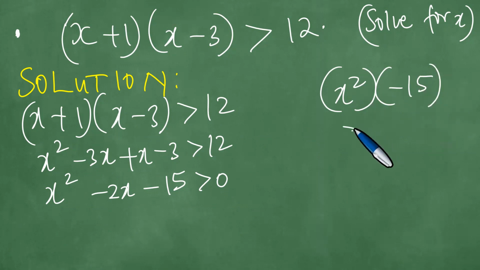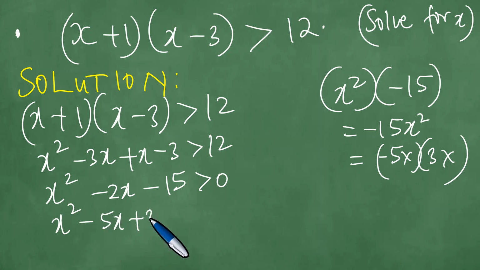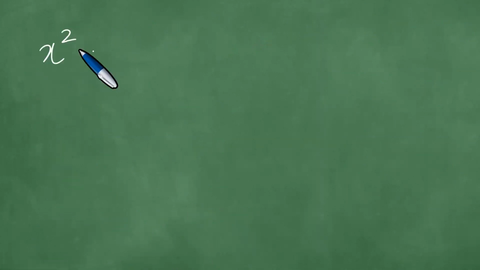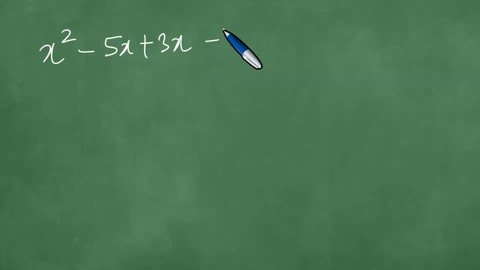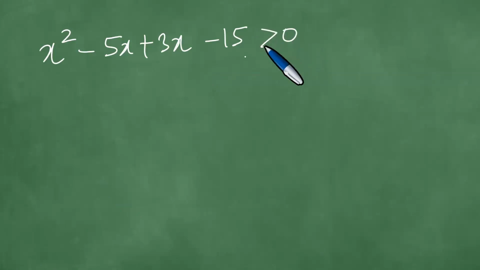Now x squared minus 2x minus 15. So you look for the factors of 15 that will give minus 2, and those are minus 5x and 3x. So here you have x squared minus 5x plus 3x minus 15 is greater than 0.